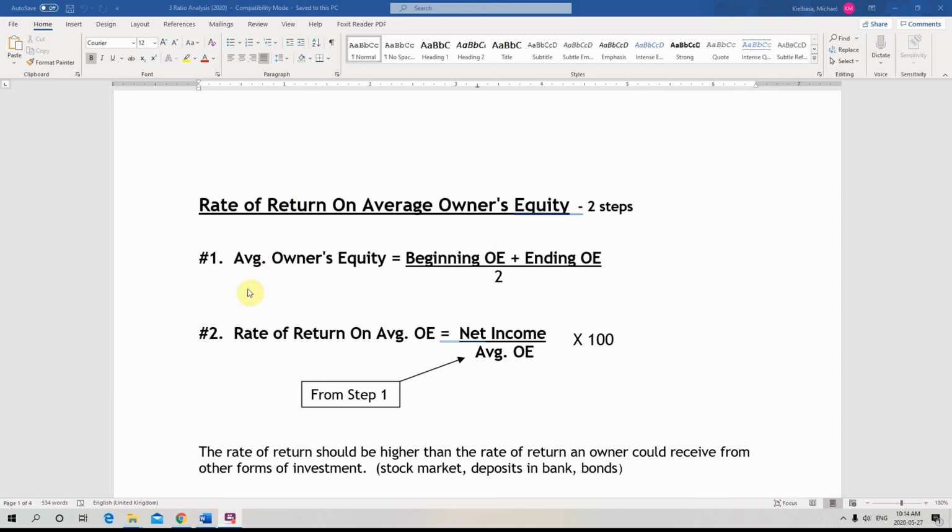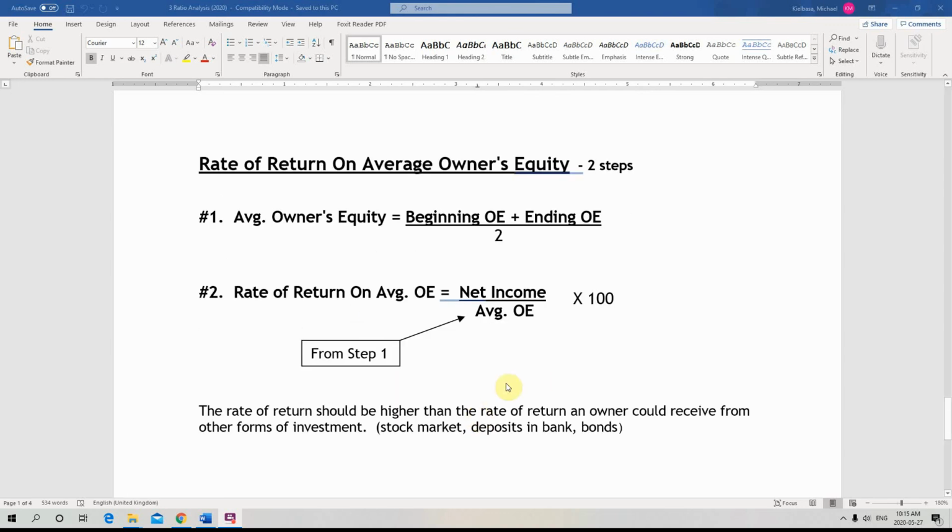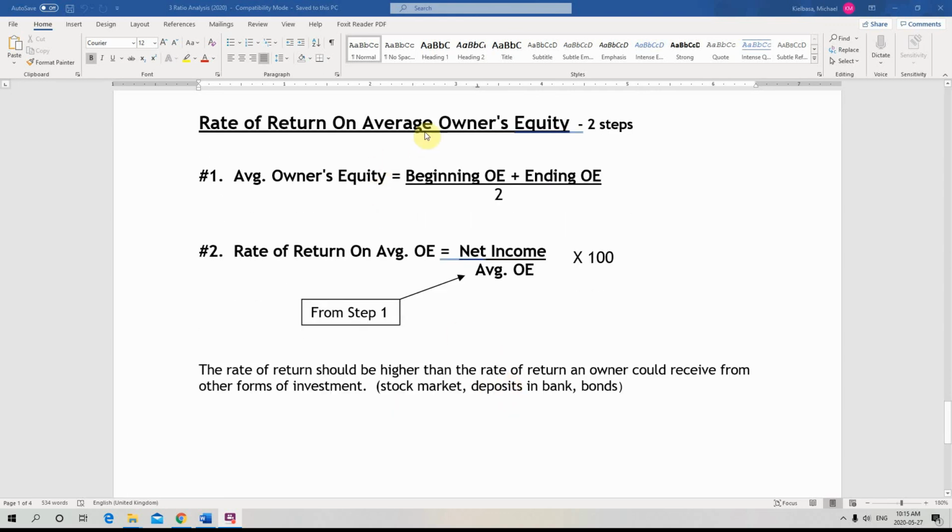Now, it's a two-step process. First, you find the average owner's equity by taking the beginning and ending owner's equity and dividing by 2, and then you find the rate of return on average owner's equity by taking the net income and dividing by the answer in step 1. Now, the thing is, the rate of return on average owner's equity has to be higher than the rate of return the owner would get from other forms of investment.